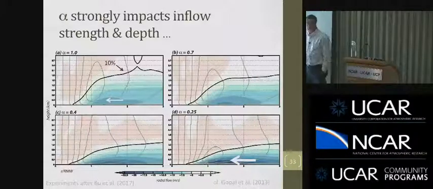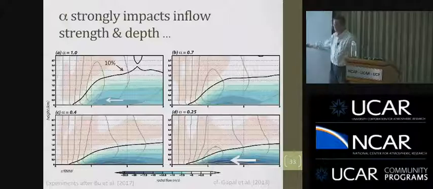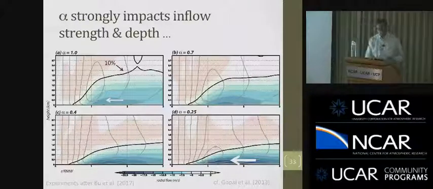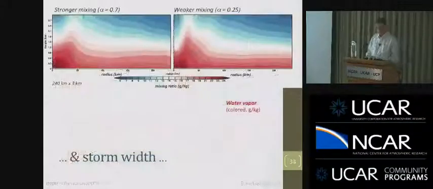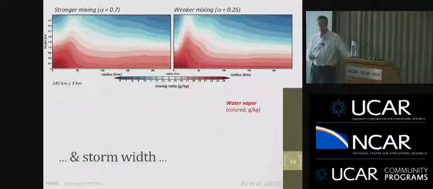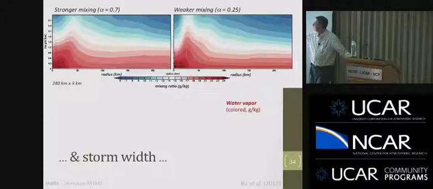When alpha is set to 1, that means there's no damping whatsoever, the inflow is weak and it is very deep. But as we scale towards 0.25, which was indicated in Gopal's paper, the inflow is now much shallower and it's much stronger. Okay? So it has a big difference on the storm strength and depth of the inflow. It also has a big impact on the width of the storm. I'm showing you now radius versus height simulations averaged over the last 24 hours, averaged azimuthally in a circle of water vapor mixing ratio.